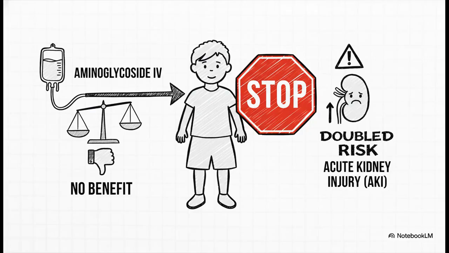Now, this is a really interesting and important point, a specific heads up for treating kids. While adding gentamicin is standard practice for adult endocarditis, the data suggests that for a simple bacteremia in children, it adds no real clinical benefit, but it nearly doubles the risk of acute kidney injury. That is a critical piece of information to help us avoid causing unnecessary harm.